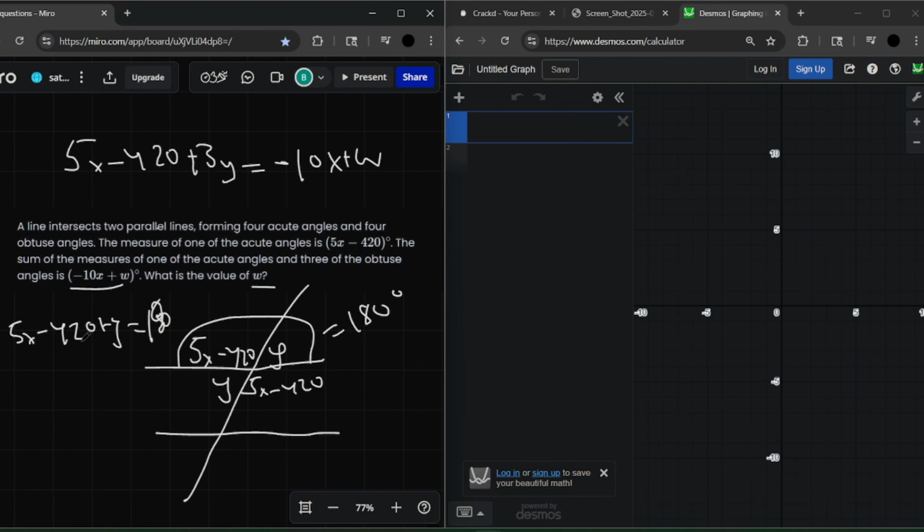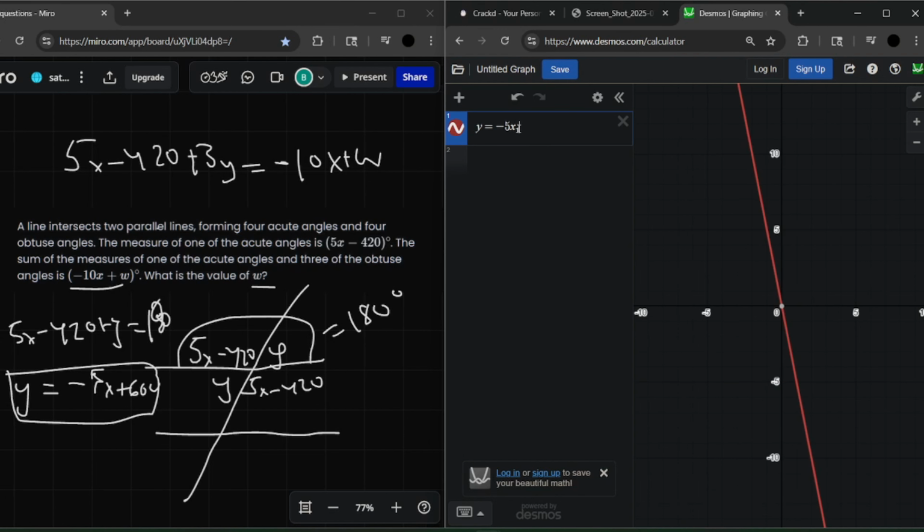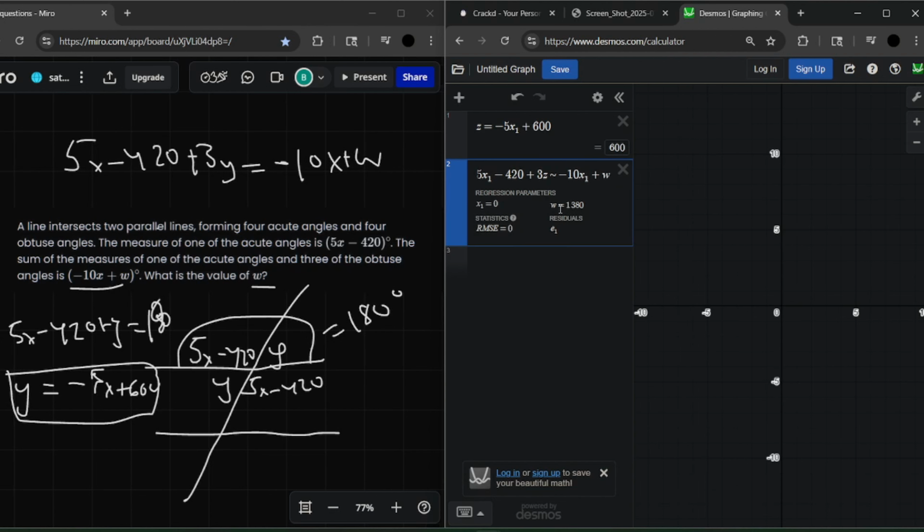So now add 420 on both sides and subtract that 5x. Y is equal to negative 5x plus 600. So now this is where Desmos comes into play. I'm going to put the y in to start with, negative 5x1 plus 600, right? And then we're just going to say 5x1 minus 420 plus, actually let's change this to another variable, z. Don't think it would matter though. 3z is negative 10x1 plus w. And we get the value of w, which is 1380.